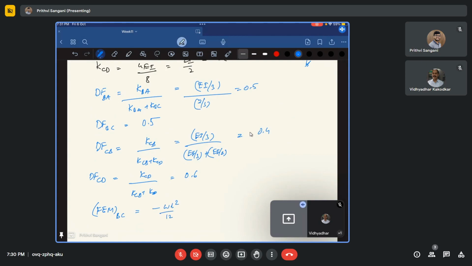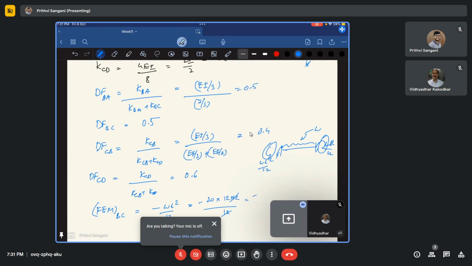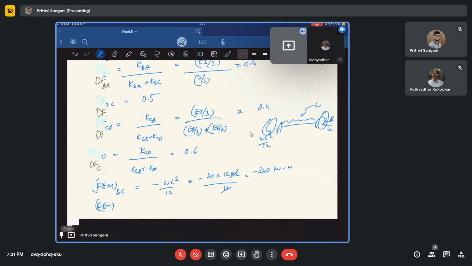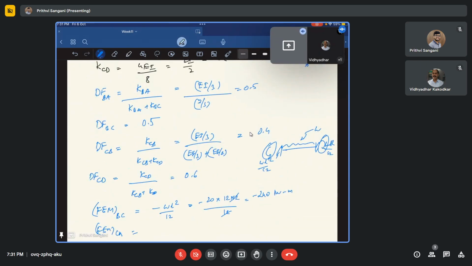The reason why minus is we have a fixed support and the moments will be WL square by 12 and WL square by 12. So this is clockwise, that is why positive, this is anti-clockwise, and that's the reason why I'm taking it as negative. So W is 20, L is 12, times 12 by 12. So this is minus 240 kilonewton meter. Similarly, FEM CB is also the same. FEM CB is plus 240 kilonewton meter.